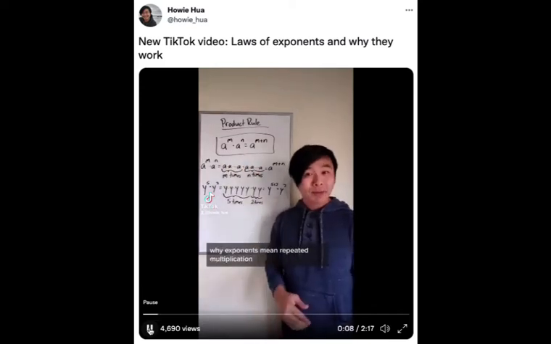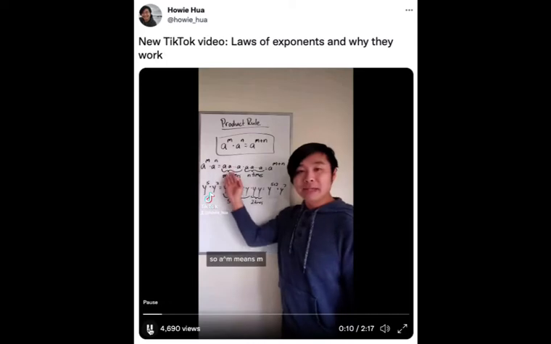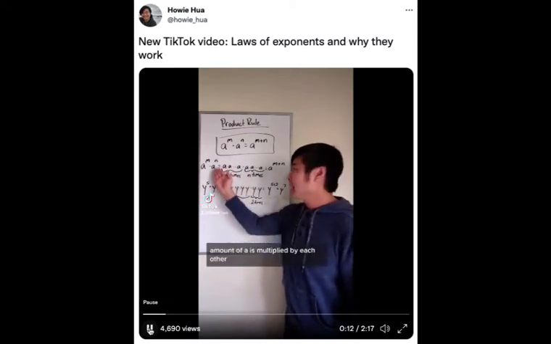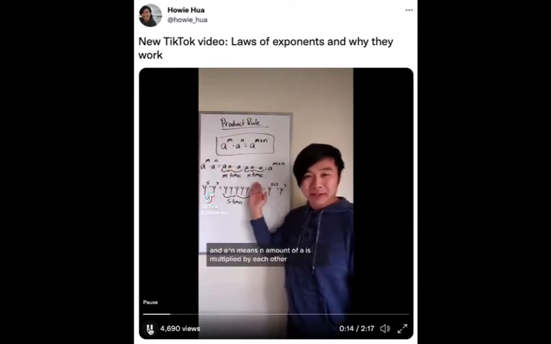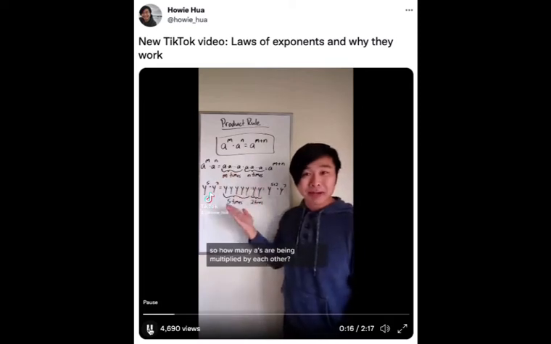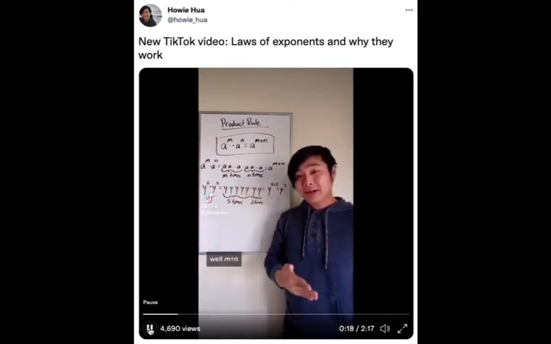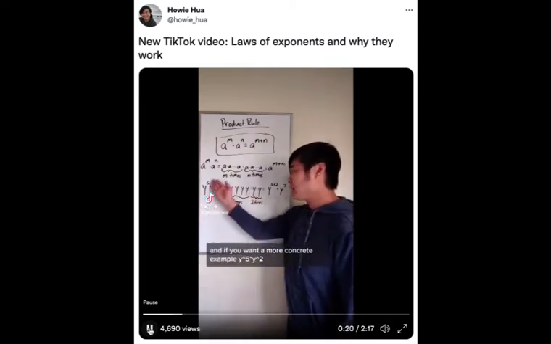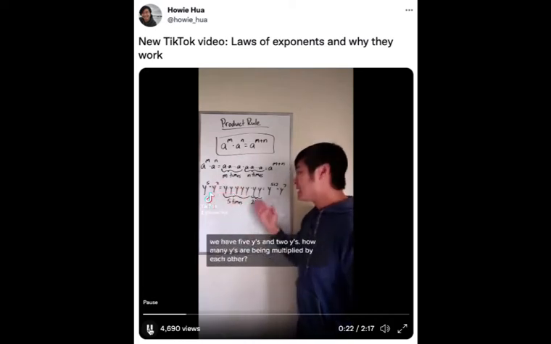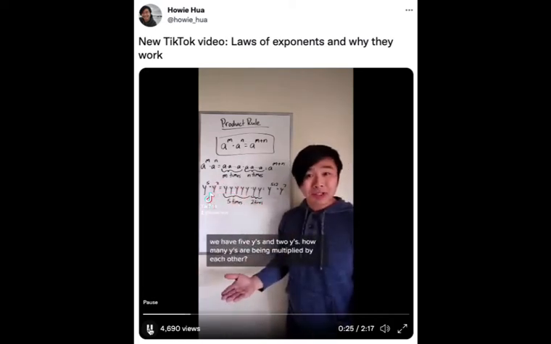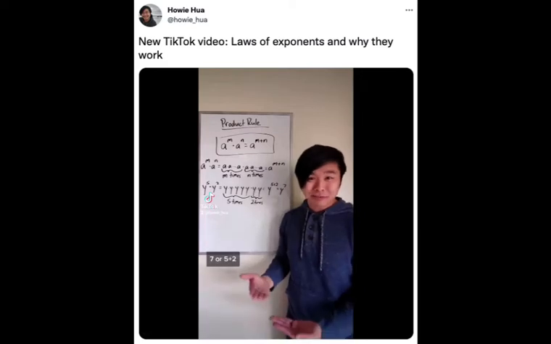But why? Exponents mean repeated multiplication, so a to the m means m amount of a's multiplied by each other, and a to the n means n amount of a's multiplied by each other. So how many a's are being multiplied by each other? Well, m plus n. And if you want a more concrete example, y to the fifth times y squared, we have 5 y's and 2 y's. How many y's are being multiplied by each other? 7, or 5 plus 2.